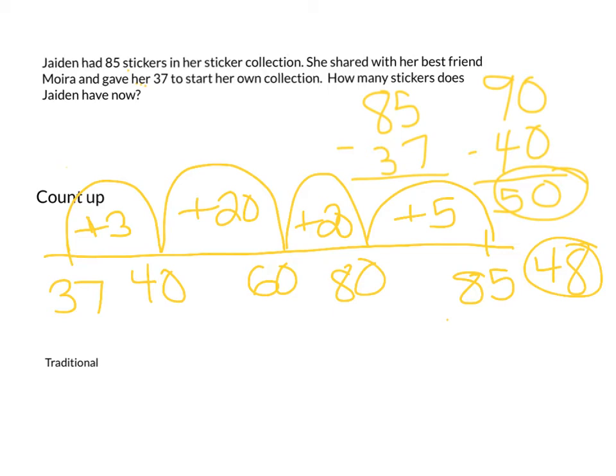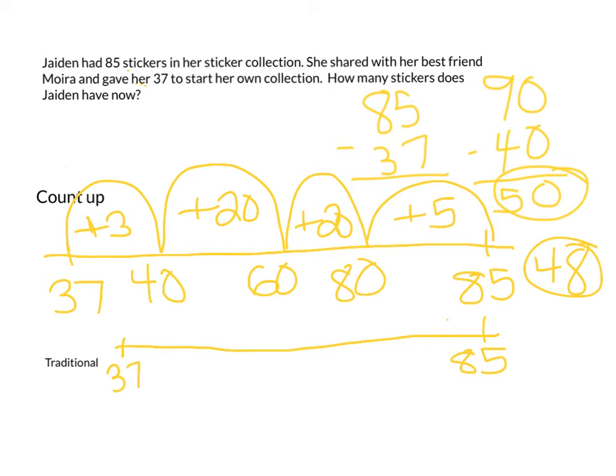But you might say, well, actually, if she started with 85 and she gave 37, wouldn't I be counting back? So we could also do counting back, where we would start at 85 and we would end with 37. And we would count backwards. And so let's see how that would work.